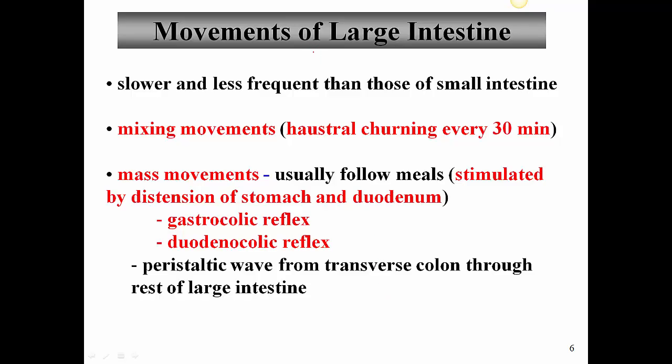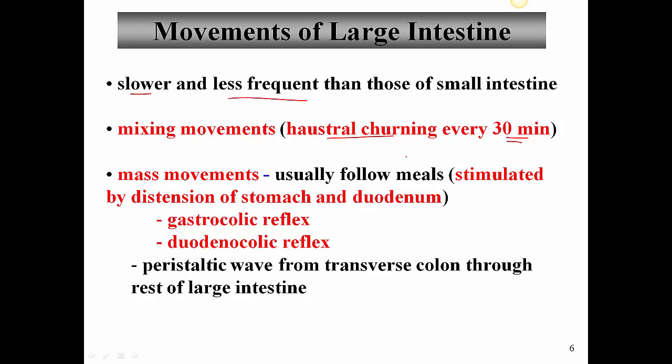Now, some of the movements of the large intestine are a little bit different than those of the small intestine. These are actually slower and less frequent than the movements that we saw in the small intestine, which occur pretty regularly. Some of these movements are mixing movements. We refer to these as haustral churning. These occur about every 30 minutes or so.